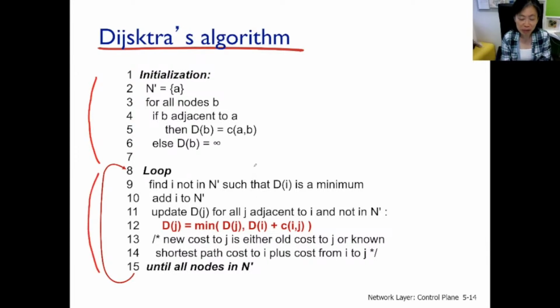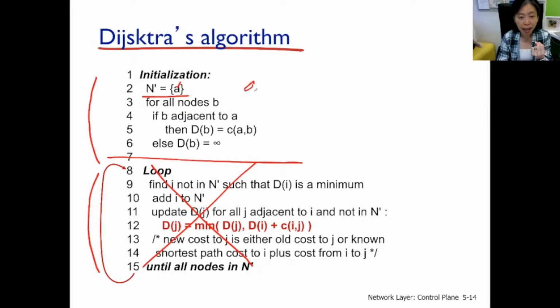The looping phase looks really complicated, so let's not worry about that part yet and focus on the easier part, the initialization phase. What we're doing first is to initialize N prime, the set of nodes we know already the best route to. And we are quickly including A. The reason is this: whenever we execute the Dijkstra algorithm once, we give also the source of the path.